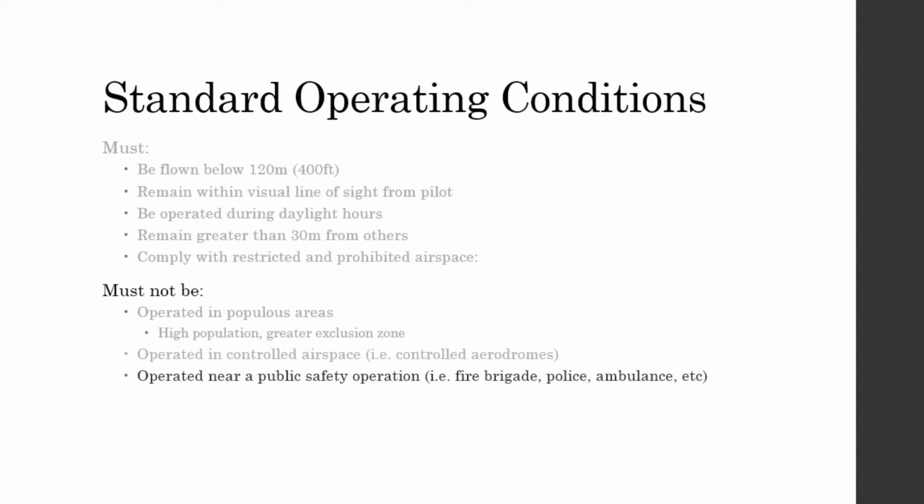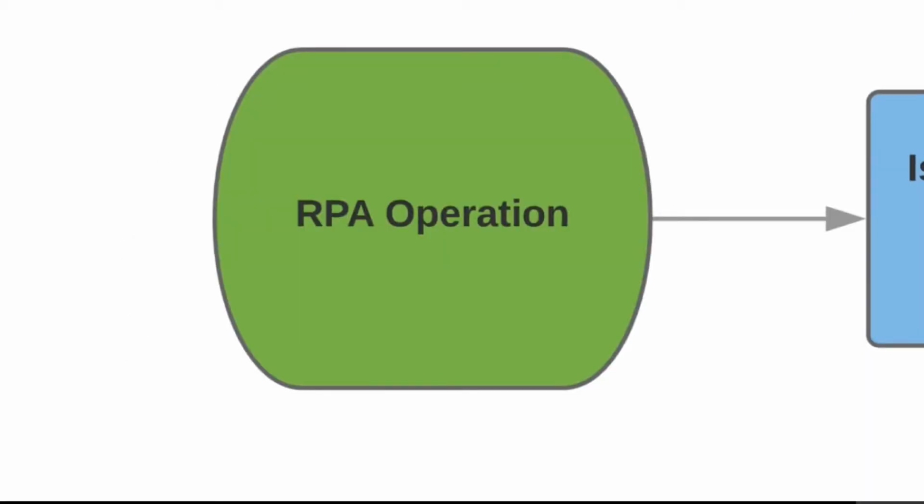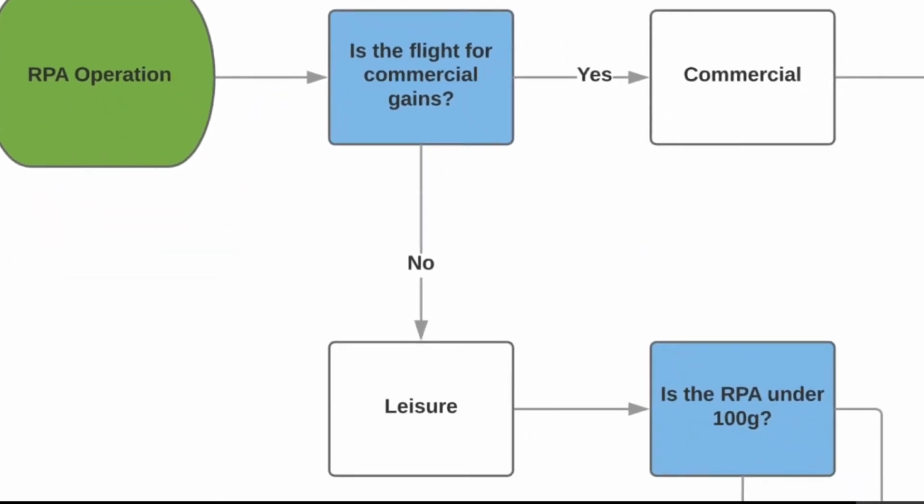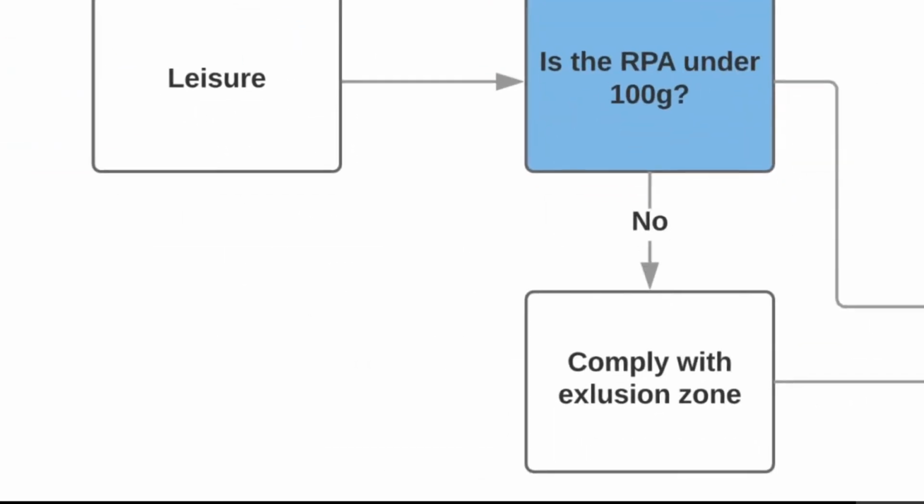The operation of remotely piloted aircraft or UAVs in Australia is divided into a number of categories. The first question that must be asked is the flight for commercial gains? In other words, is direct economic reward received as a result of the flight? If no, then the flight is for leisure purposes. Leisure is divided between under and over 100 grams. If the UAV does weigh under 100 grams, it does not have to comply with any exclusion zones outlined by the CASA regulations.